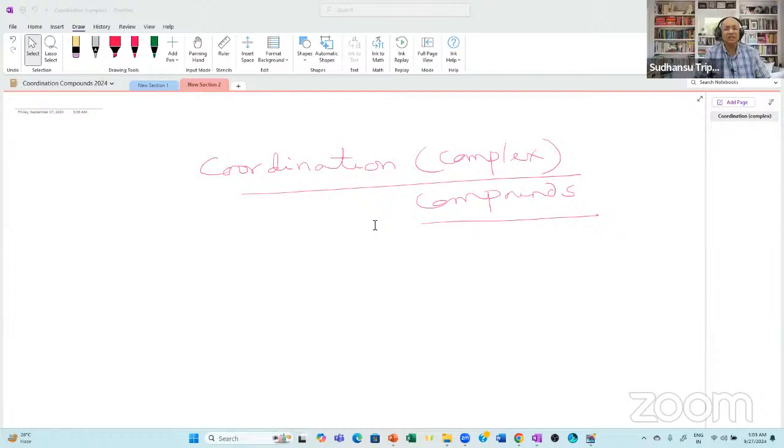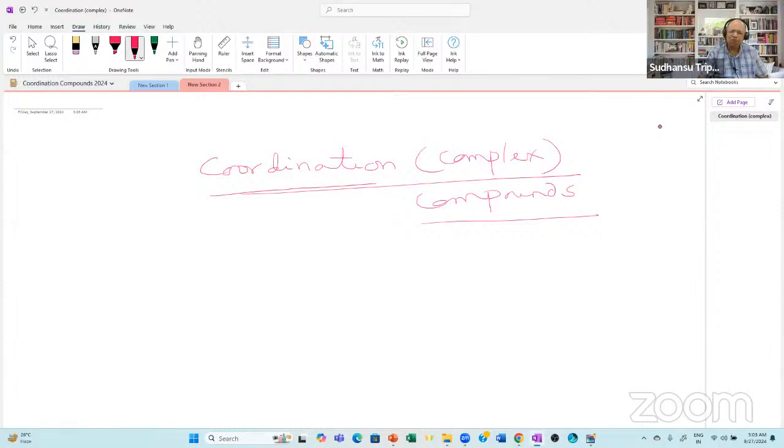Since it is a YouTube live program, we will be sticking to the time. It will be a 1 hour program, mostly, maybe 10 minutes more, max. We shall be looking at various aspects of coordination compounds, also called complex compounds. Why it is called coordination, why it is called complex, I'll tell you.